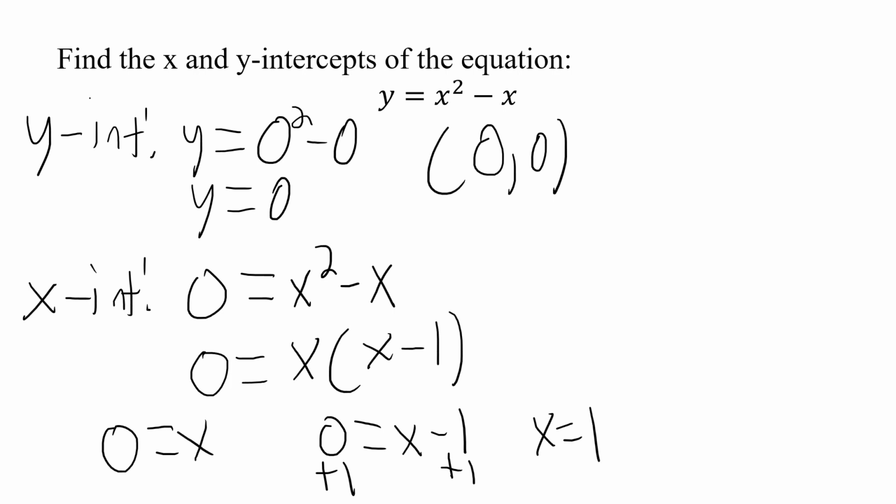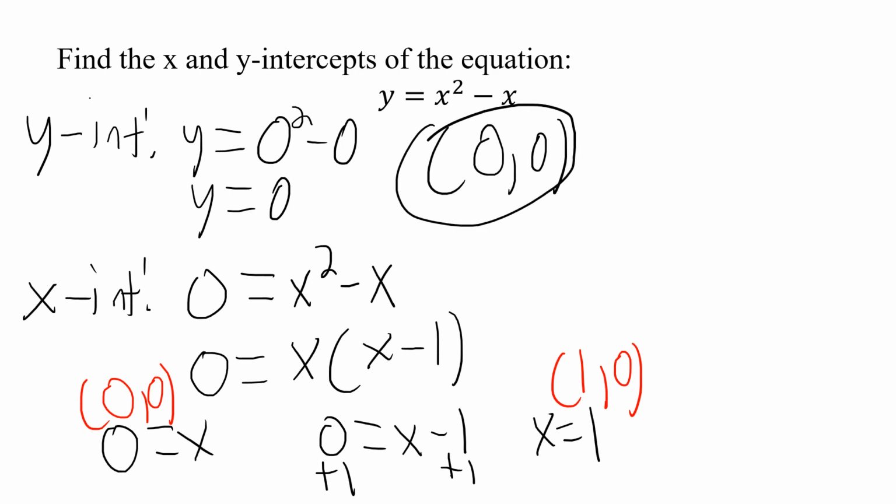We have one at (0, 0), and I'm just going to write it in red off to the side. So this one is (0, 0). And then we have another one that is (1, 0). So what we're going to do is write our answer. One of our answers is (0, 0). We see that here, and we see that here. Now we only have to write that once. So for our answer, I'm going to write (0, 0). That's the origin. And our other answer is (1, 0).